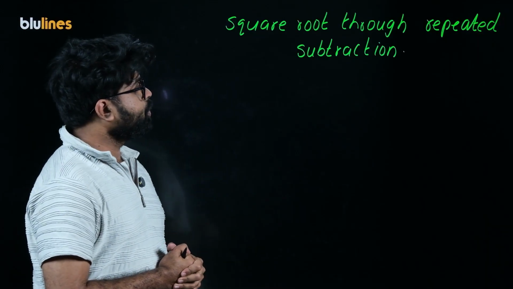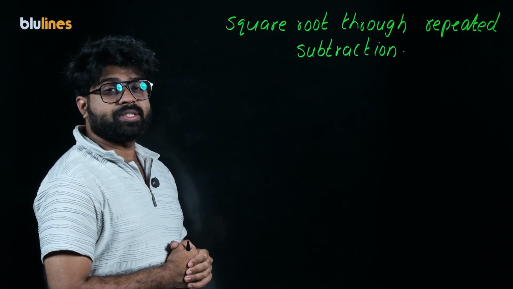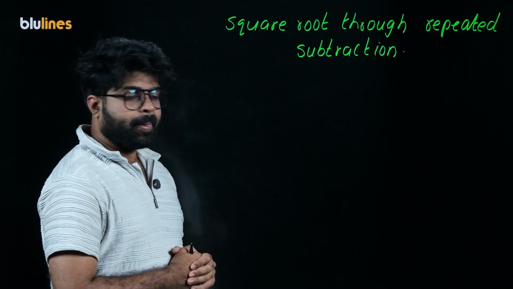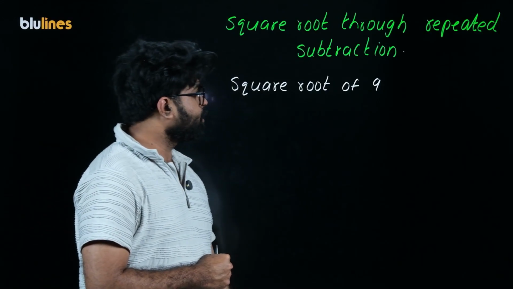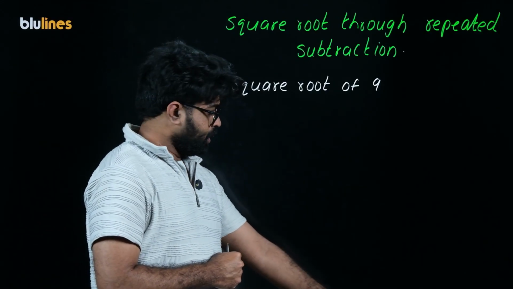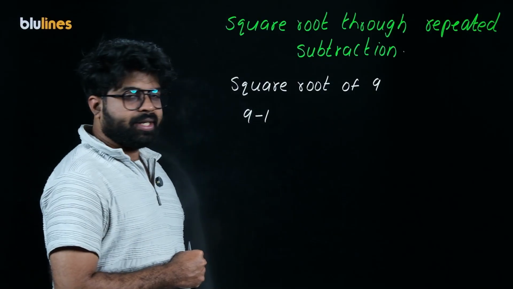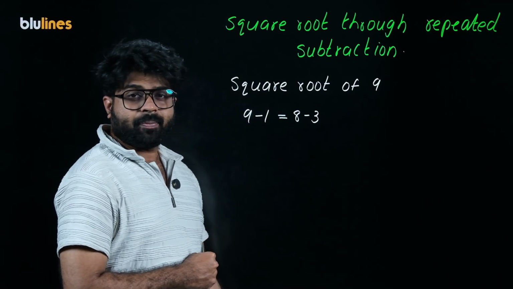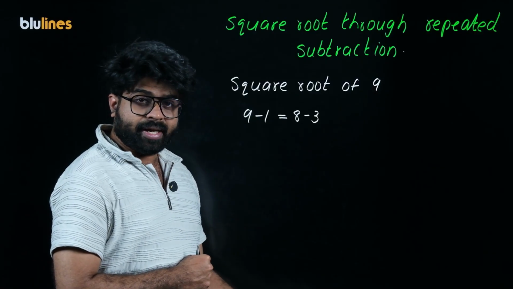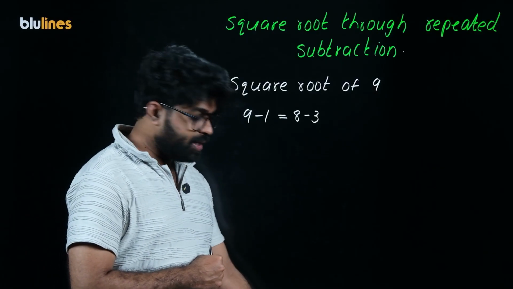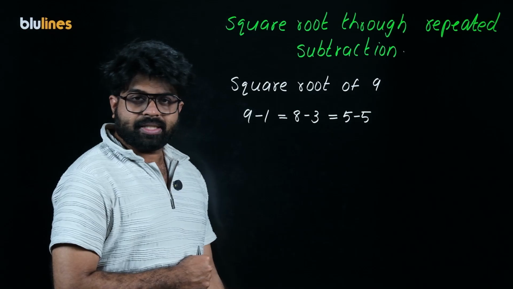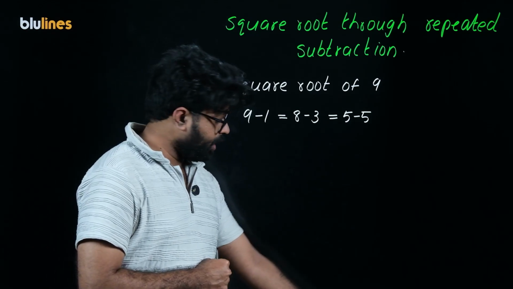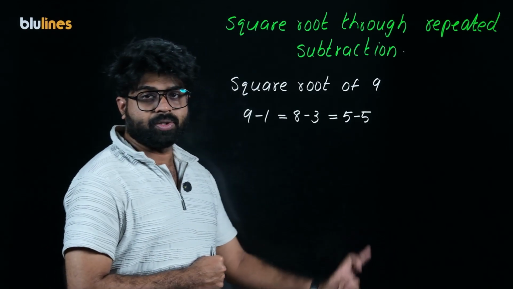Next, square root through repeated subtraction. It is a method of finding square root by repeated subtraction. For example, let me pick the number 9. What is the square root of 9? So I have 9, and I am subtracting 1. So 9 minus 1 is equal to 8. Next, I am subtracting 3. So 8 minus 3, which is 5. In the next step, I am subtracting 5. So we have 5 minus 5, which is equal to 0.